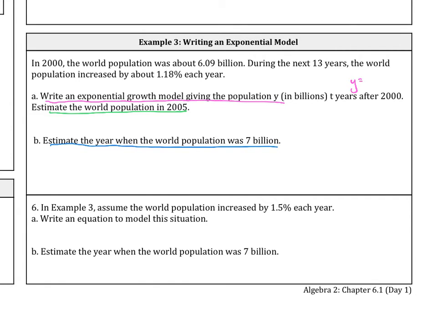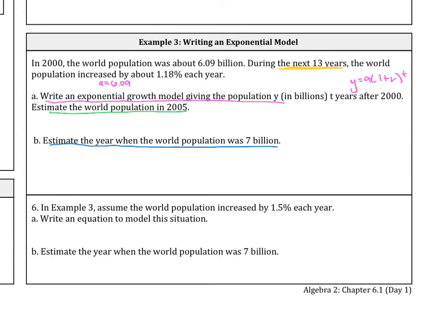Exponential growth, we're looking at y equals a times 1 plus r raised to the t. So let's identify what we know given this information. So we know that 6.09 billion, that's our initial amount. So a equals 6.09. Now it says during the next 13 years, that's actually, for us, extraneous information. We don't really need it right now. It's just saying that they were studying it for the next 13 years, so we're just going to ignore that for this problem. The next part is we know that the population increased by about 1.18% each year.